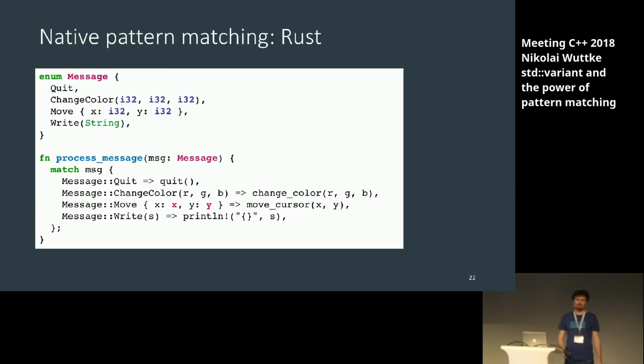Another example from another language, Rust. There you can define this enum thing, which is also a sum type in this case. And you have these different cases, and some of them have some data members. And then you can do pattern matching on an instance of this message and do different things based on what type you have. And you can also assign new names to these members and do all these sorts of things.